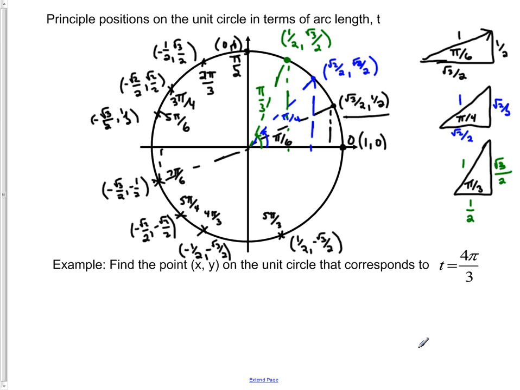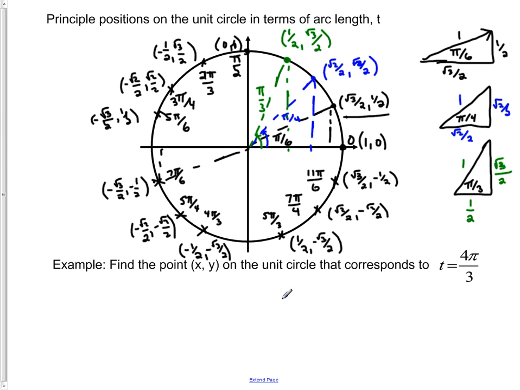At 5 pi over 3, we're going to get positive 1/2 and negative root 3 over 2 as the x and y coordinates. At 7 pi over 4, we're going to get positive root 2 over 2 and negative root 2 over 2 as the x and y coordinates. At 11 pi over 6, we're going to get positive root 3 over 2 and negative 1/2 as the x and y coordinates.